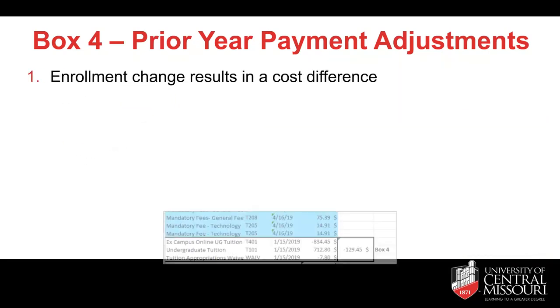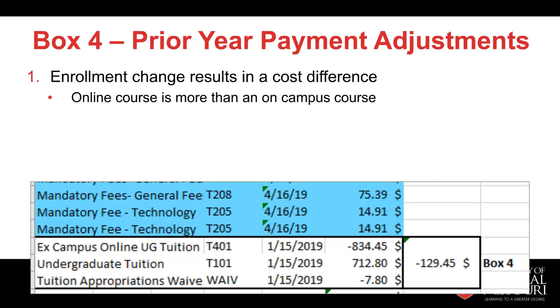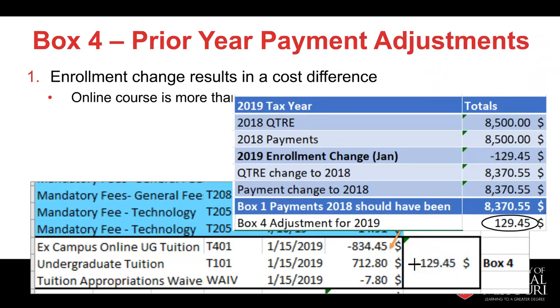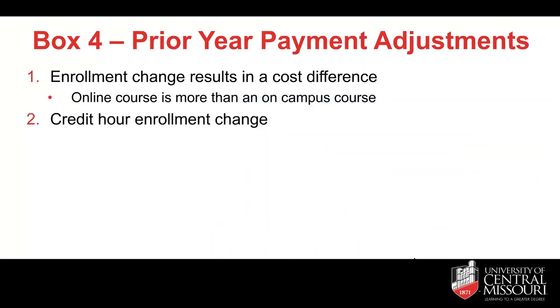For example, you were signed up to take an online course for the upcoming spring, and were billed in December. Before the semester begins in January, you decide to drop it to take the course on campus. The result is a credit of $129.45 due to the cost difference of the courses. This amount will show up in Box 4 as a payment adjustment if it was included in Box 1 the previous tax year. A similar scenario occurs if your enrollment changes from fall to spring.